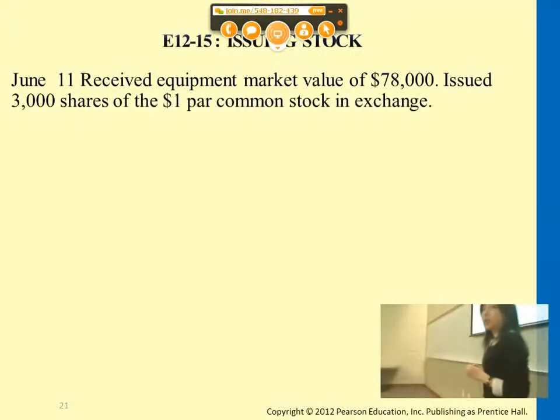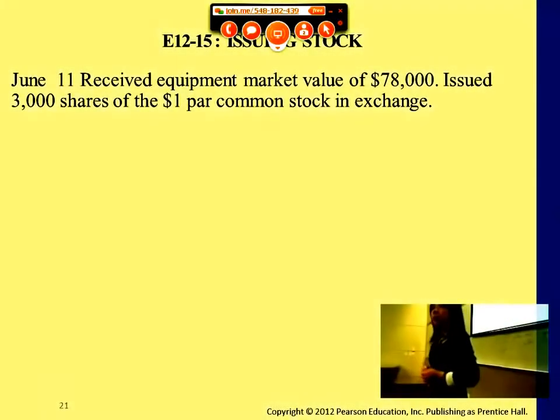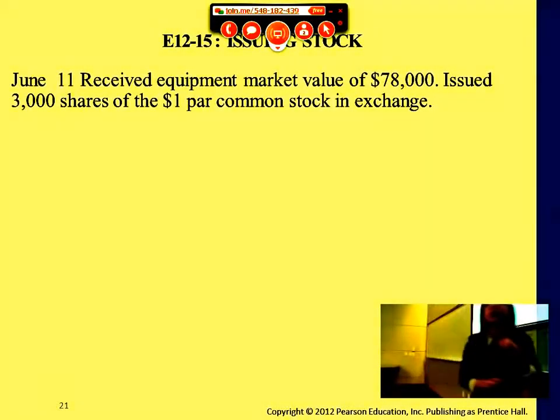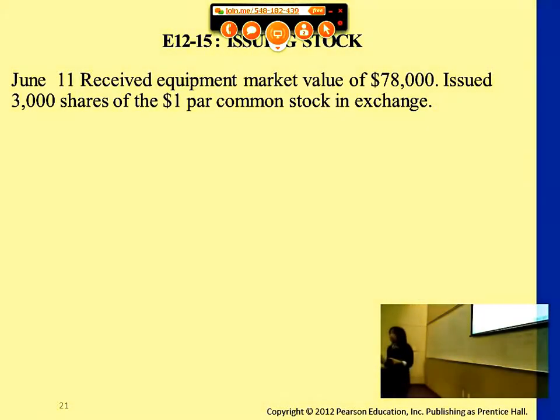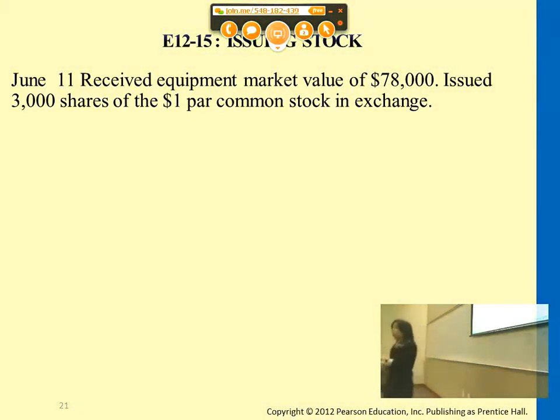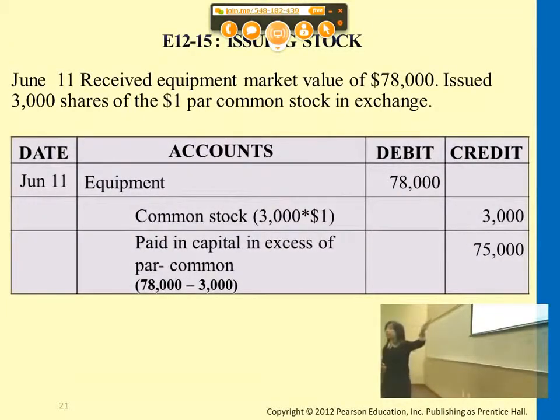Okay, now for the last case here, the company received equipment. The market value of the equipment is $78,000. In receiving this equipment, they issued 3,000 shares that have $1 par value for common stock. So here we're comparing what we're receiving, $78,000, the equipment's value, with the face value of the stock, which is $1, times the number of shares, 3,000 shares that we're giving away. So there is a difference between these two amounts. That goes into the premium account, which is $75,000.